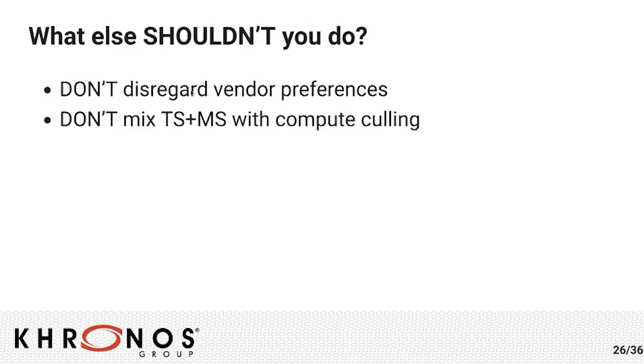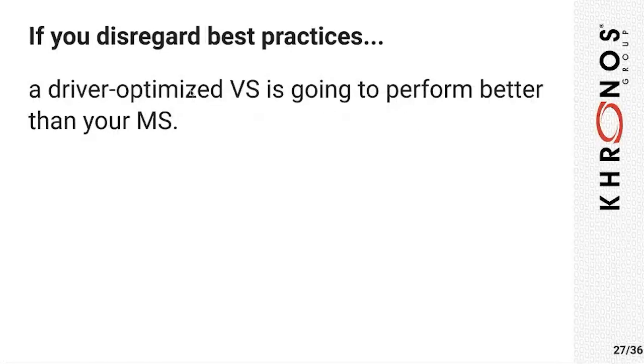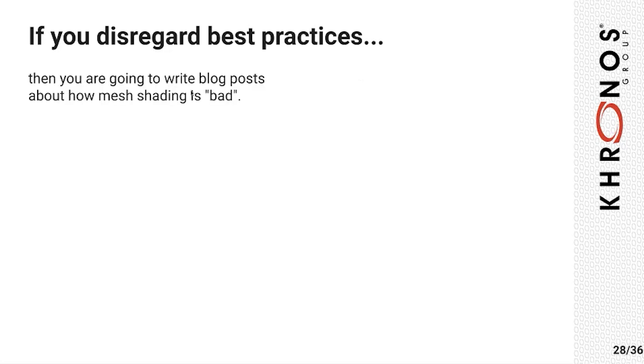Also, don't try to disregard these vendor preferences. And if you use task shaders, then the whole compute-based culling is superfluous, so you shouldn't do that. And so, yeah, it might sound complicated, but if you disregard what I said before, then maybe you should consider not doing mesh shaders, because then the vertex shaders optimized by the driver are going to give you better performance than a mesh shader could. Because the traditional pipeline has been around for a long time. It's very well optimized now. So if you're not willing to go lower level and understand the details, then maybe this is not for you. Some people disregard this and still use mesh shaders, and then they go on the internet and write blog posts about how mesh shading is bad.